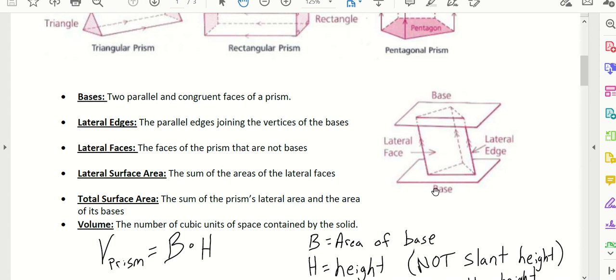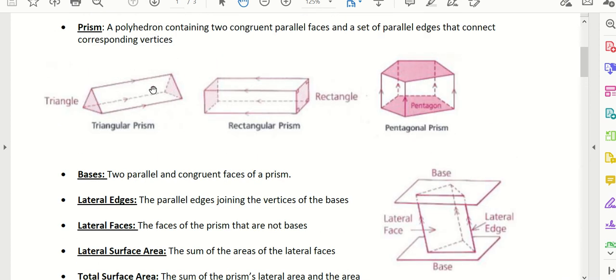So on this triangular prism, let's go back to the triangular prism up top. This triangular prism consists of three rectangles. So you would find the area of those three rectangles. It also consists of two congruent triangular faces. These are called the bases. So you'd find the area of those two triangular faces. You would add up the area of each face. So you'd be adding up 5 different areas there.